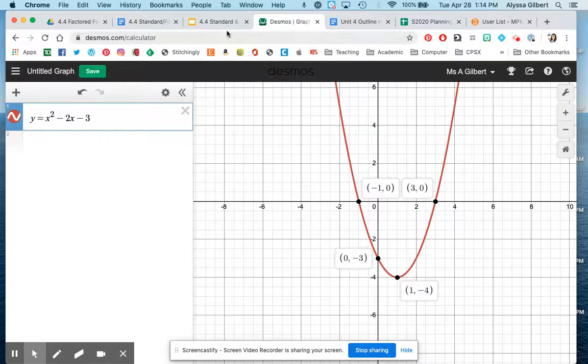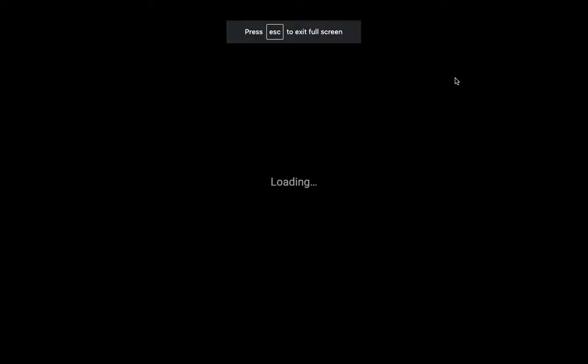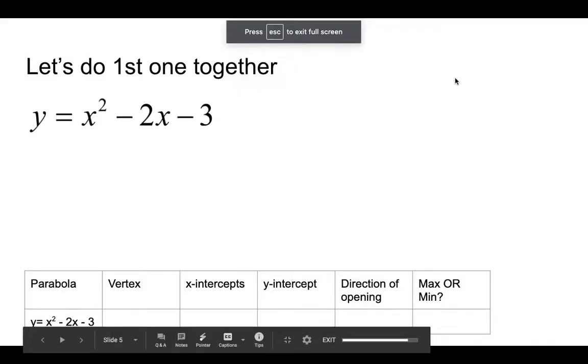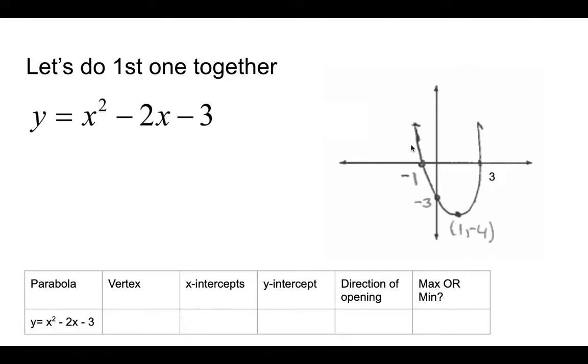Now, what we're going to do is take that and go back to our presentation here. Okay, and this is how I sketched it. It's not perfect by all means. Just do your best. You can see mine's crooked, doesn't matter. You're going to label your x-intercepts. You're going to label your y-intercept, and you're going to label your vertex point.